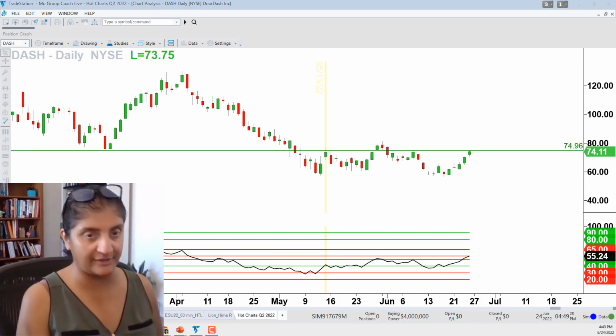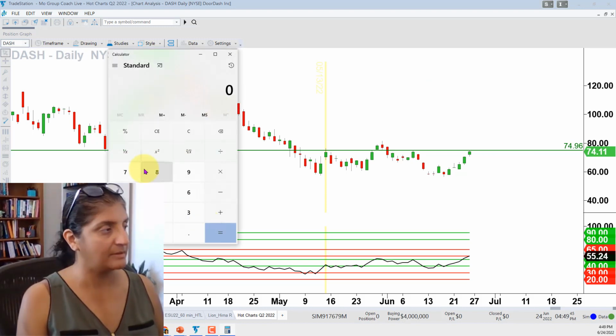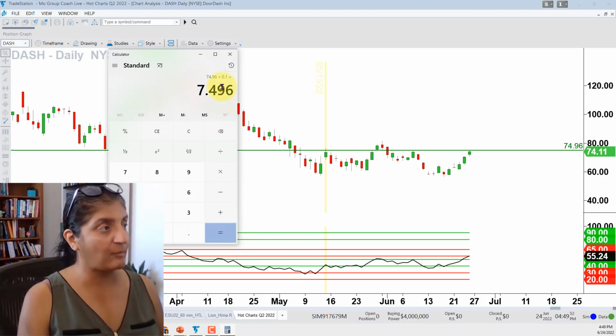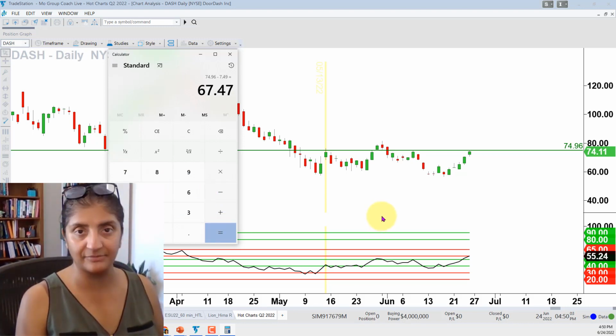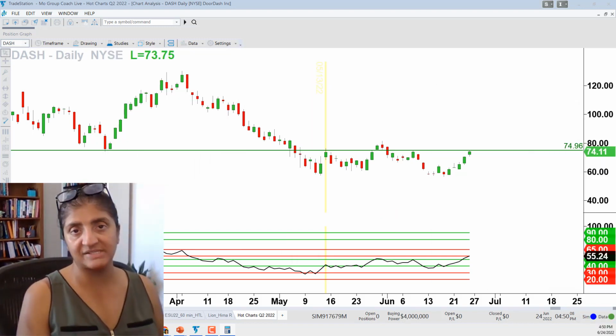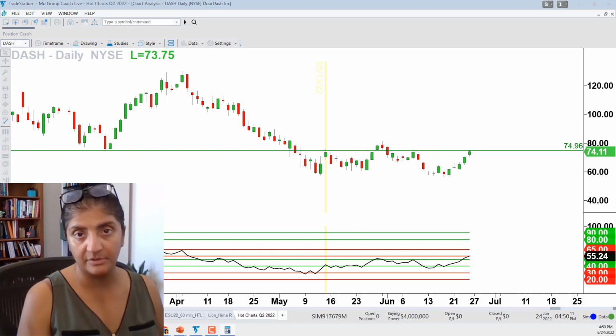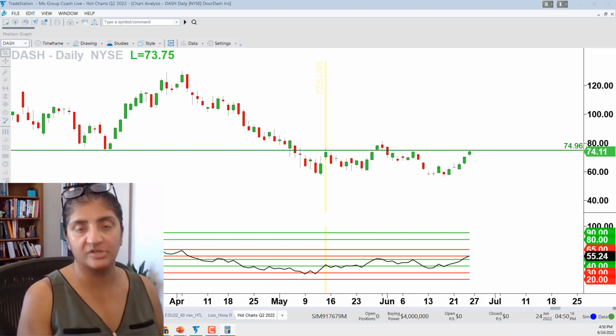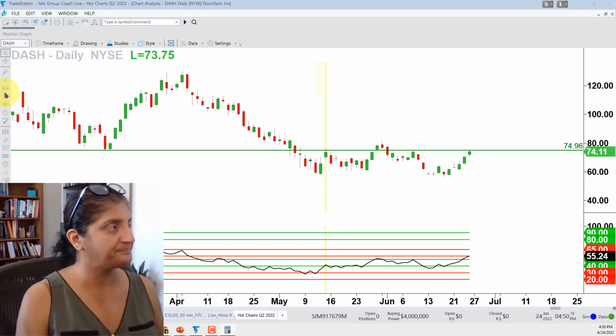So let's look at that on a calculator. 74.96 times 0.1, so $7.49. And we want to subtract that from 74.96. So 74.96 minus 7.49. That's 67.47. So 67.47, again, using this particular student's example of a 10% stop. Yours might be different. But if you want a guideline to start with, consider using that type of approach.